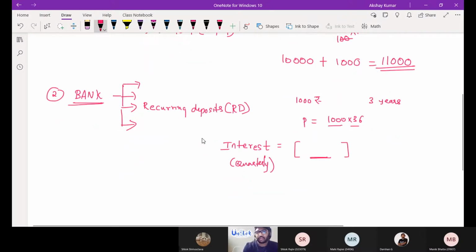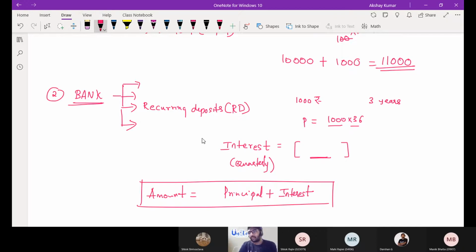Now you just have to calculate the amount. The amount that you are going to get after a recurring deposit is nothing but the total principal that you invested plus the interest the bank will give you. Using this formula, we can calculate the amount the person will get if he does a recurring deposit. This is what we will be studying in this particular chapter.